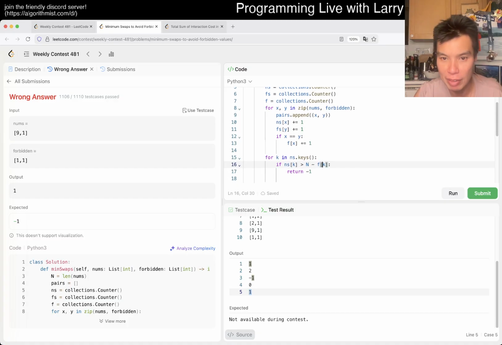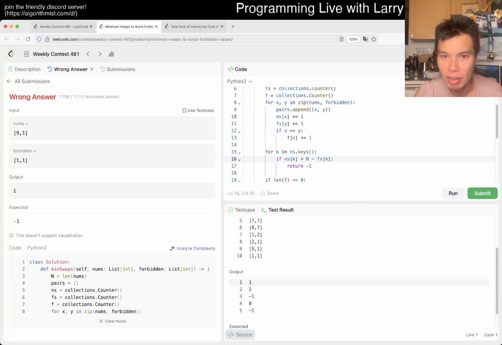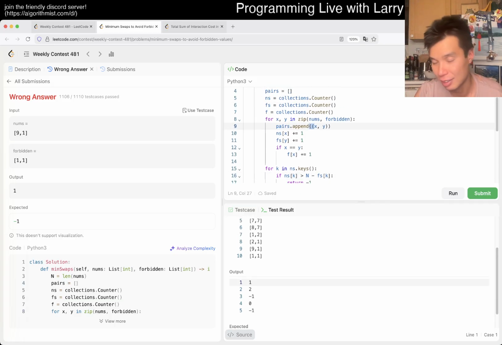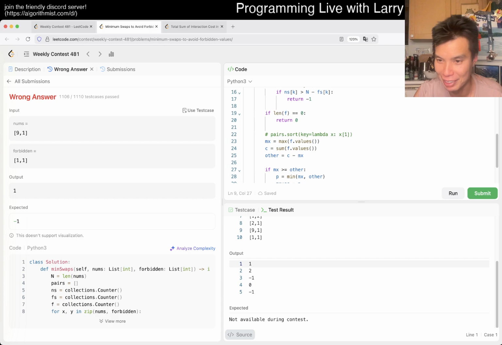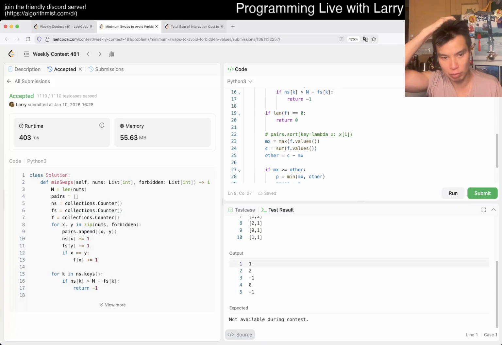I confused F and FS. Okay, so that would have been wrong anyway. Wow. This is what happens when you label things. Use better variable names, everybody. Okay, YOLO submit. So that was actually right except for the typo, which honestly surprised me a little bit.